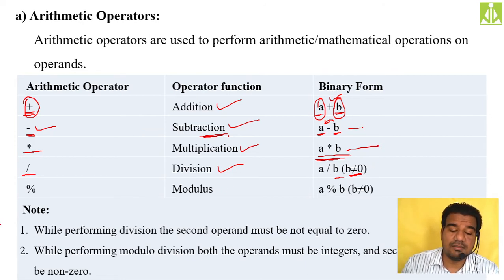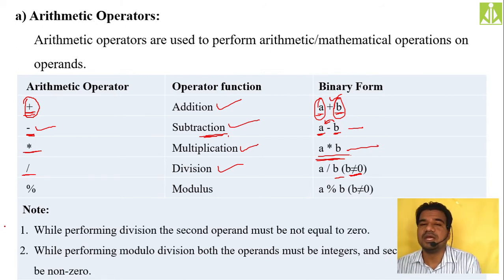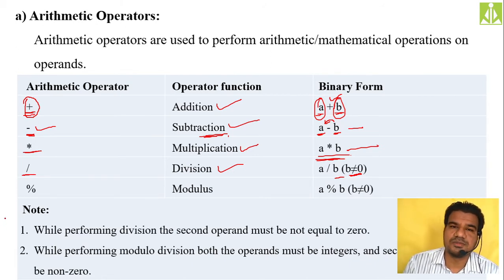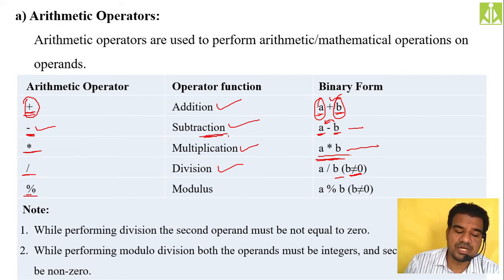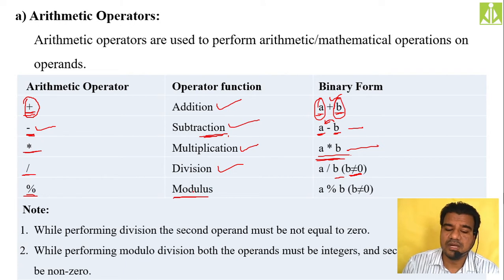And then the modulo division operation, which we discussed when we discussed algorithms and flowcharts. Over there we performed this modulo division operation, isn't it? What will modulo division do? It will return the remainder of the division operation. It will not return the quotient, it will return the remainder. So we call this operator the modulus operator, and it performs modulo division.